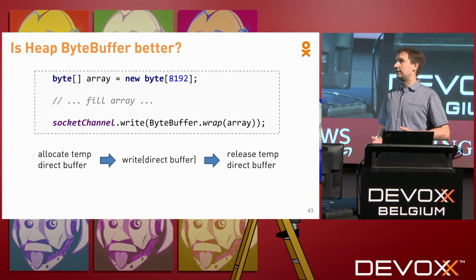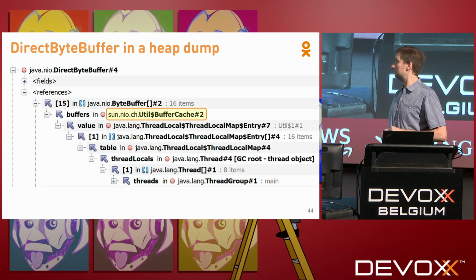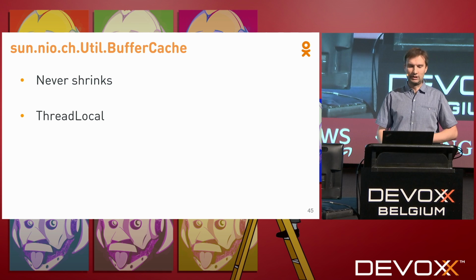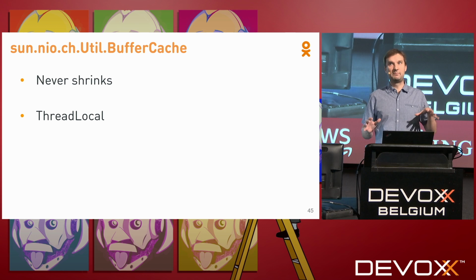That's why there is an internal cache in the JDK for temporary direct byte buffers. You may notice it in a heap dump, for example, this sun.nio.ch.Util buffer cache. And the best thing about this buffer cache is it never shrinks. Larger byte buffers may replace smaller ones in this cache, but they're not thrown away from this cache at all. Furthermore, this buffer cache is thread local. So if you have many Java threads working with heap byte buffers, then you are in trouble.